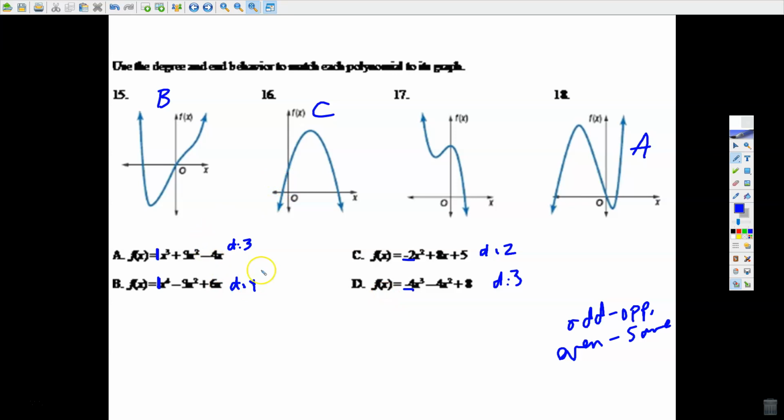And then, of course, we only have one left. But just to make sure you understand, it should go down on the right because the -4, the number in front, the lead coefficient, will tell you about the right side. And then look at the overall degree to help you with the left side. And so since the degree is odd, if it goes down on the right, it should go up or opposite on the left. And that takes care of 15 through 18.